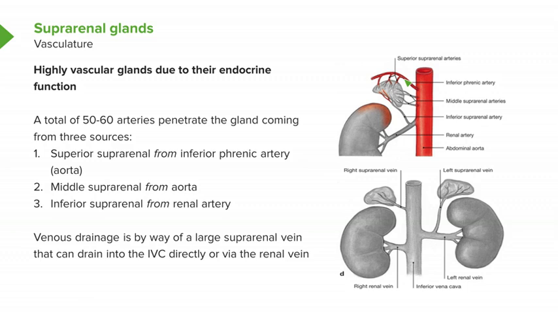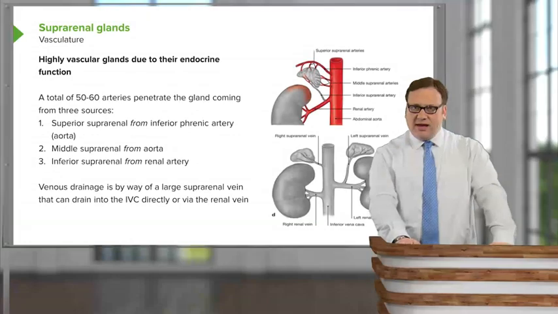We also have middle suprarenal arteries, and these can come directly from the aorta. So middle suprarenal arteries coming directly from the aorta. Sometimes, because the celiac trunk would be located around here, these arteries can also come from the celiac trunk. And then we have the renal artery, which we know about, going towards the kidneys.